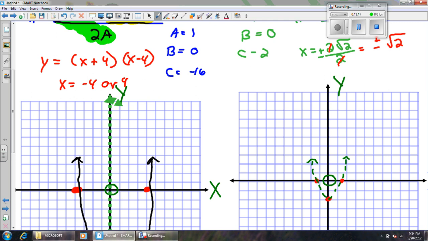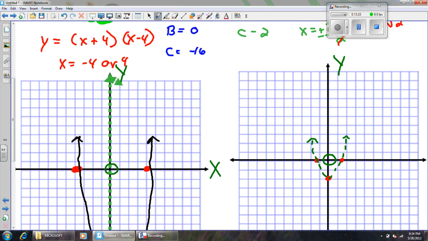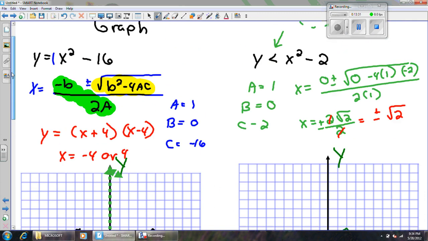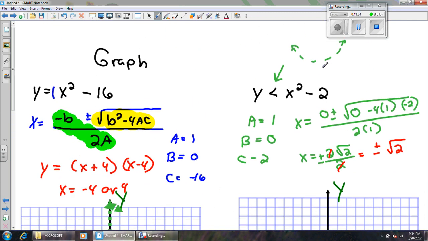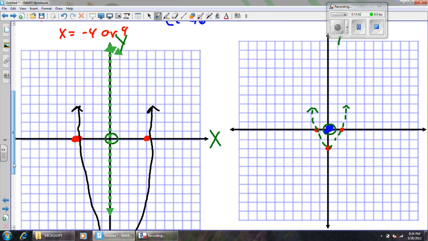Okay. Now, there's one more thing, because of the inequality, there's going to be shading. And remember, to find out the shading, I'm going to use a test point. Because the parabola does not go through the origin, I will use that as my test point. I will plug 0, 0 in for the original equation. 0 is less than 0 minus 2. 0 is less than negative 2. That is not a true statement. I will not shade where my test point is.